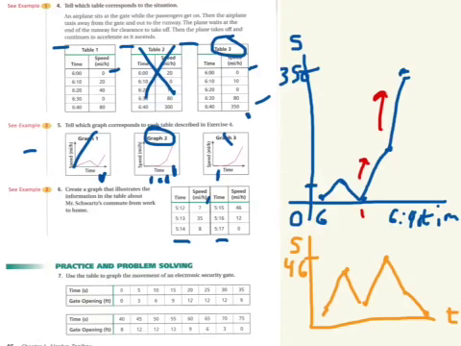Number 7, use the table to graph the movement of an electronic security gate. Okay. Again, it's asking for a graph. So we'll draw a graph just like number 5 and 6. And we'll use time. The time is in equal increments from 0 to 5 minutes to 10 minutes to 15 minutes to 20 to 25 to 30 to 35.